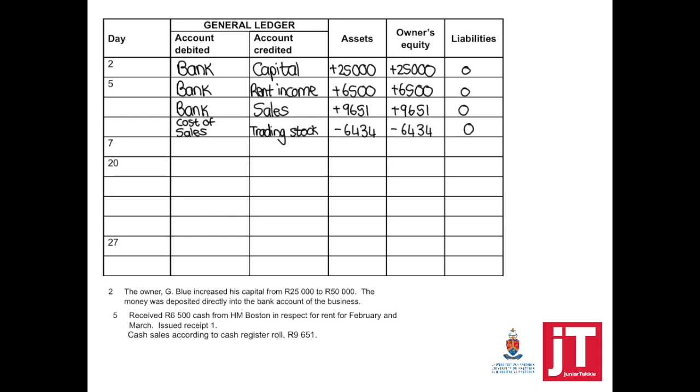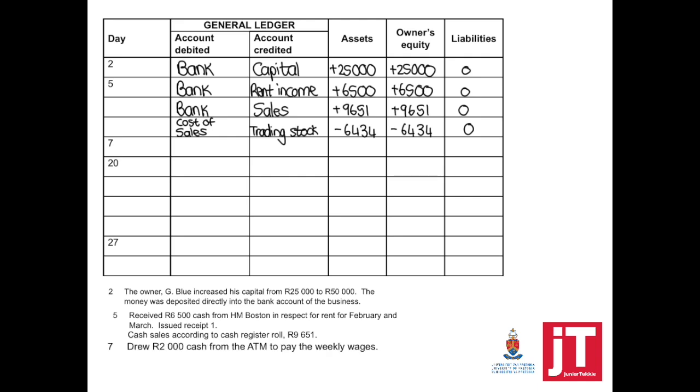Remember, how do we calculate the cost? Take the selling price times 100 divided by 150. Cost of sales is regarded as an expense, which will negatively affect the owner's equity. Trading stock is regarded as an asset. As soon as we sell our trading stock, our assets will decrease.